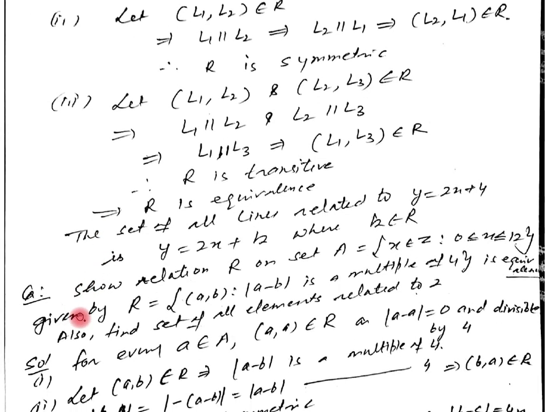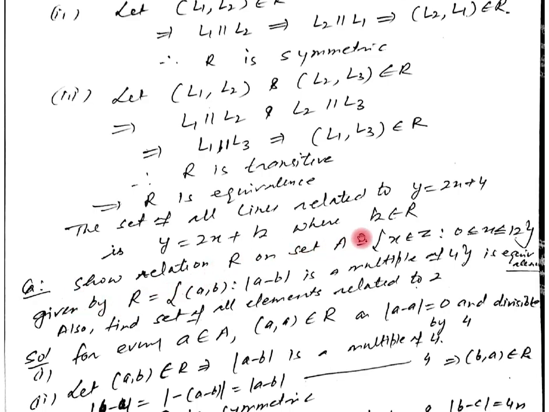Now let us consider another question of this type. Show that the relation R on the set A, x belonging to Z, 0 less than or equal to x less than or equal to 12, given by R equal to (A, B), where modulus of A minus B is a multiple of 4, is an equivalence relation. Again we are given this set, and this relation is defined. We have to prove that it is an equivalence relation. Now see the solution.